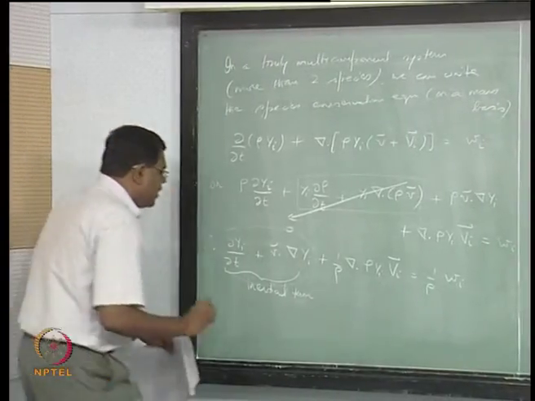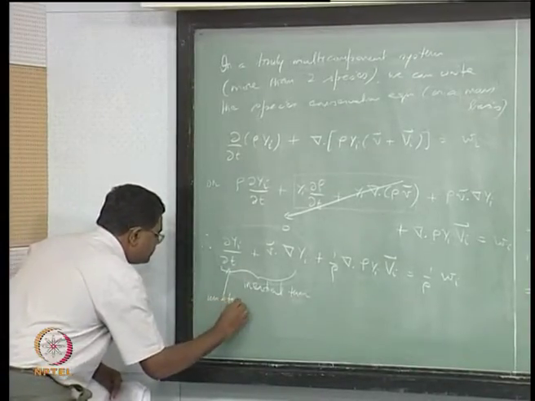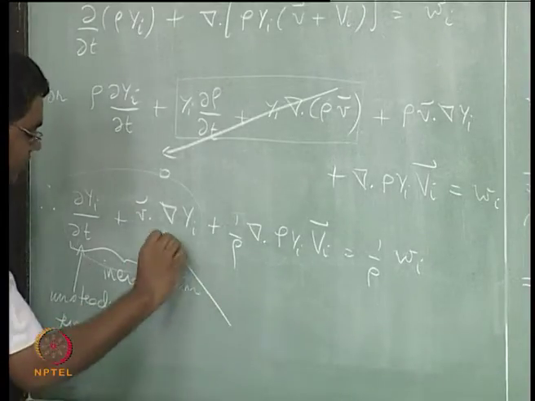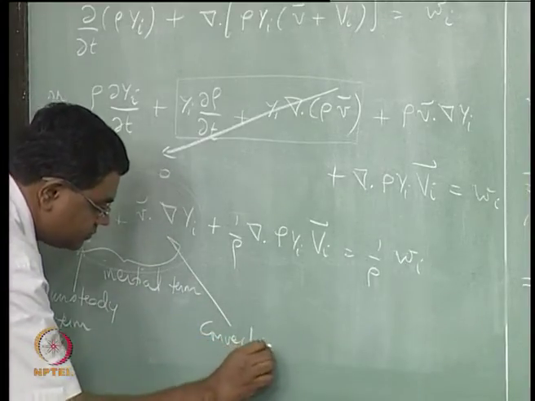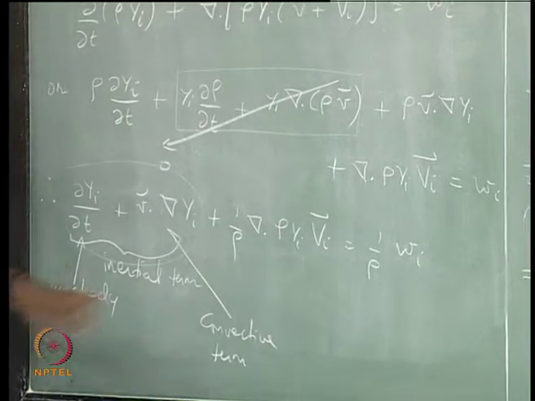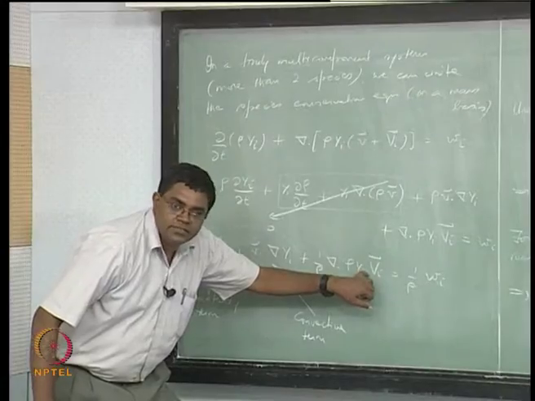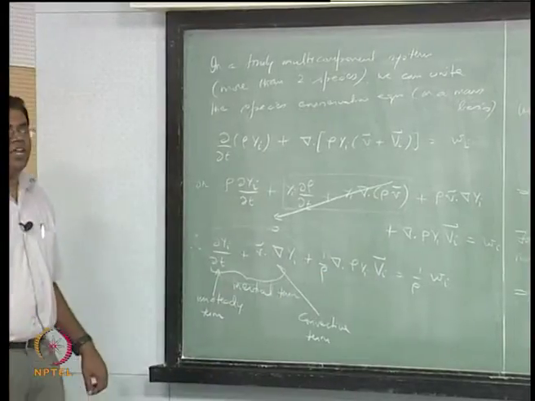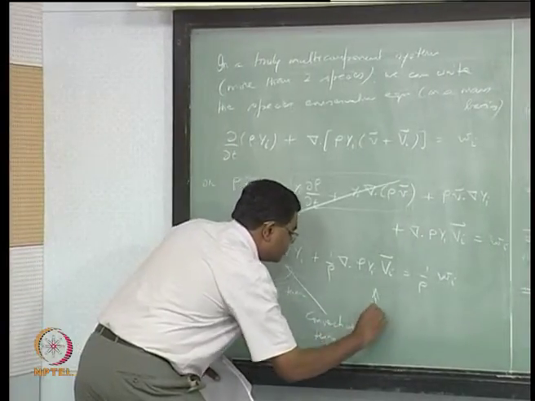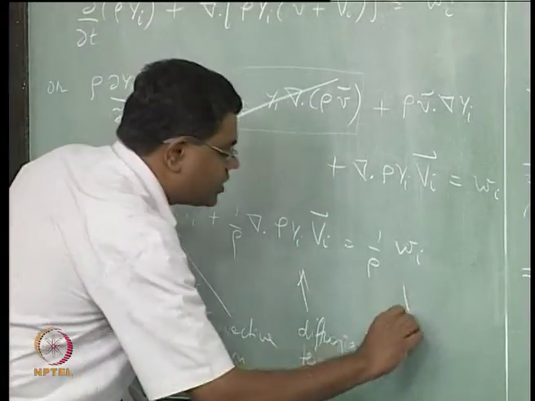Okay, so if you now look at an Eulerian frame of reference, you can now identify this as the unsteady term, like before, and this is truly a convective term. Right. Now the moment you see your capital Vi, that's your diffusion, mass diffusion velocity. Okay, that's the relative velocity of species i with respect to the mixture, right. So this is your diffusion term. And as before, this is your reaction term.